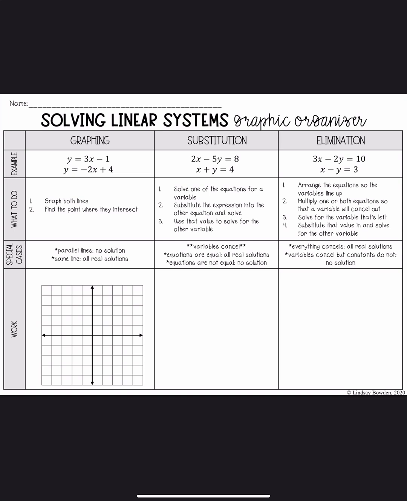Okay, so when we're thinking about a system of equations, a system of equations talks about two or more equations. That's what a system means. So there's three ways that we can solve a system of equations: one of the ways is graphing, one is substitution, and one is elimination. There's different reasons why you might use one or the other. Okay, so let's start with graphing.